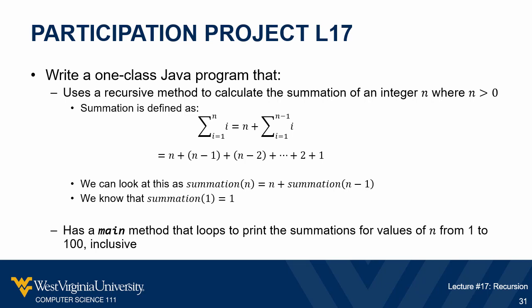So I want you to create a recursive method that will do the summation calculation. Your program should also have a main method. And in there, I want you to loop to print the summations for values of n from 1 to 100, including 1 and 100.